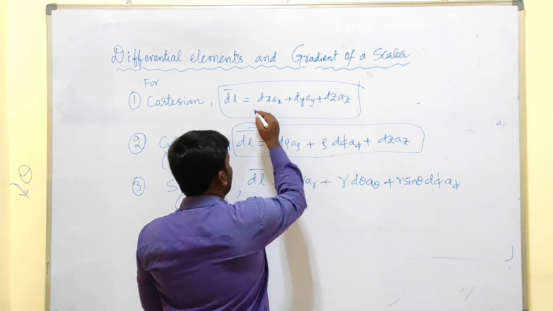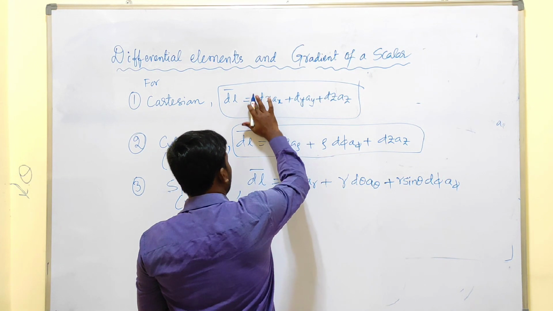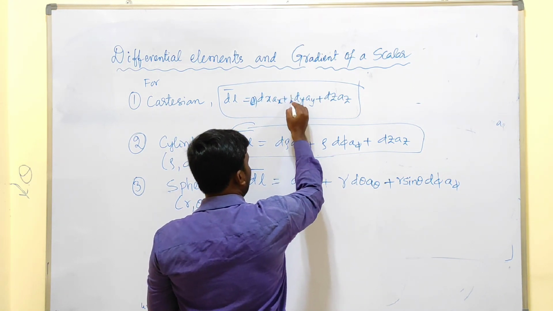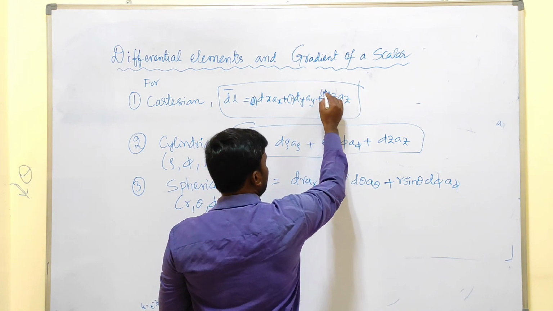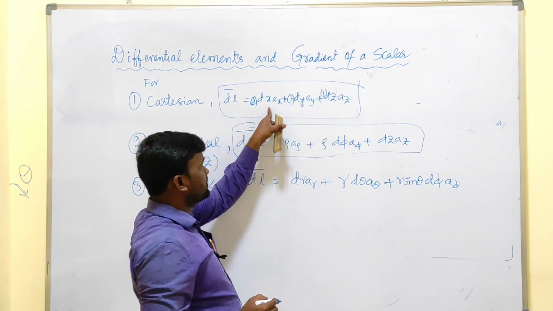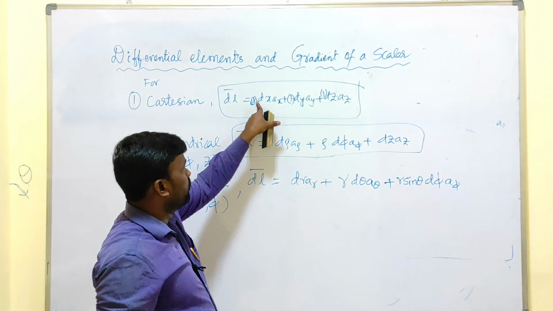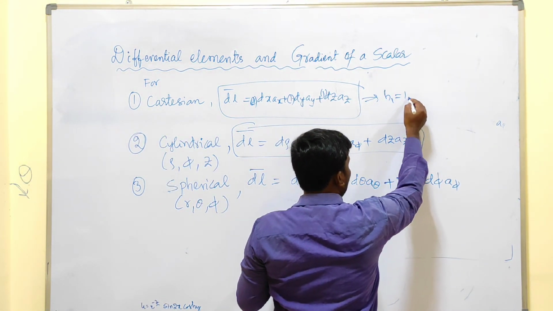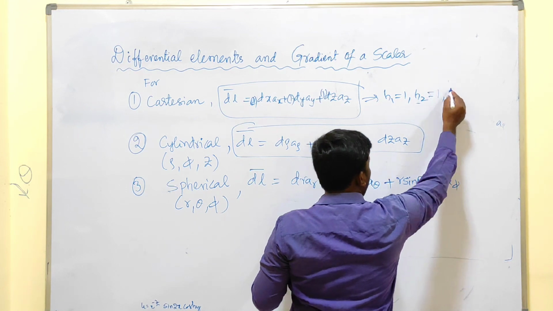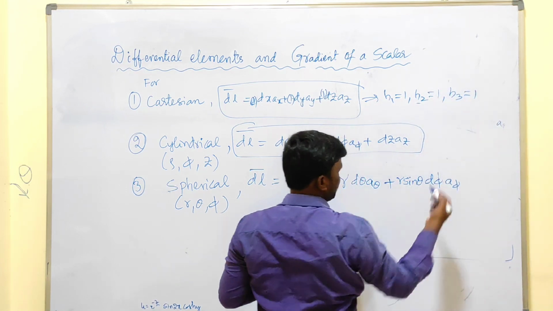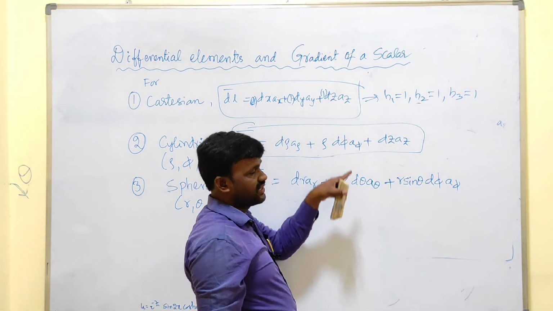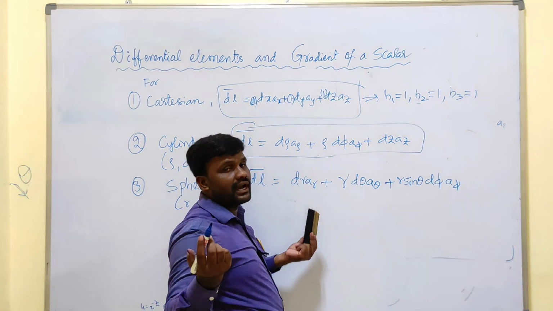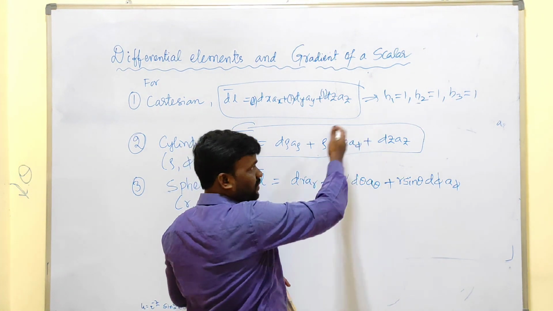Let us take here, it is 1 into something. Let us write like this: 1 into dx plus 1 into dy plus 1 into dz. In this case, these differential elements are multiplied by 1, 1, 1. So for the Cartesian coordinate system, h1 equal to 1, h2 equal to 1, h3 equal to 1. Let us take like this only. With the help of h1, h2, h3, we can derive gradient, divergence and curl in any coordinate system. So that's why please take like that.